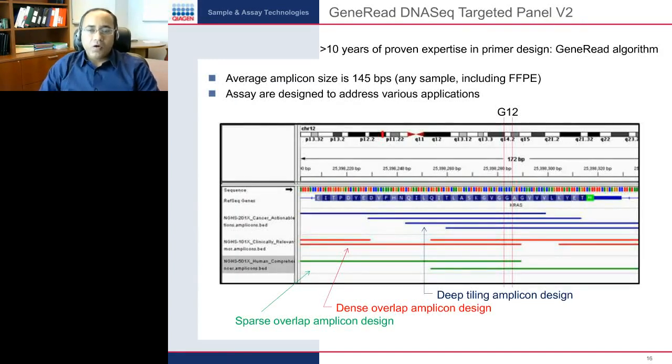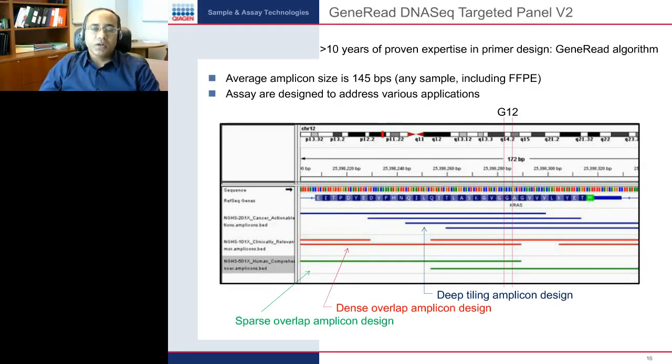And how are we able to get such high performance from our panels? It's because of our more than 10 years of experience in optimizing chemistry and designing primers. Interestingly, the average amplicon size of our primers is around 145 base pair, which makes these panels compatible with any samples, even including FFPE.